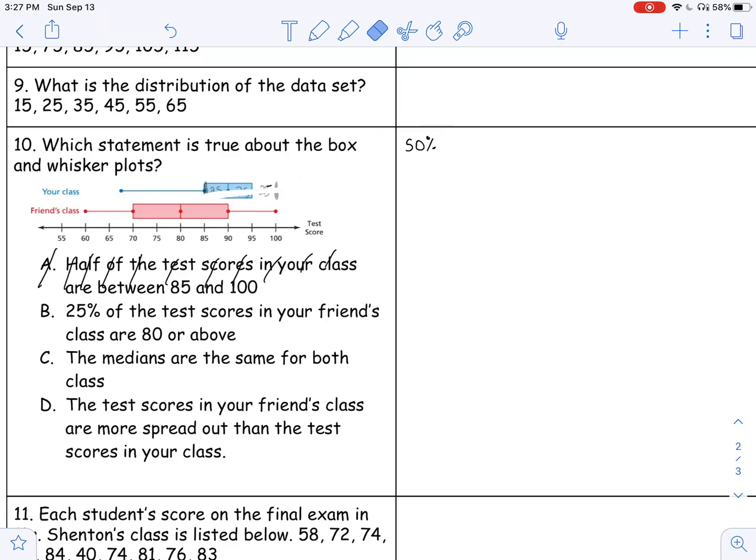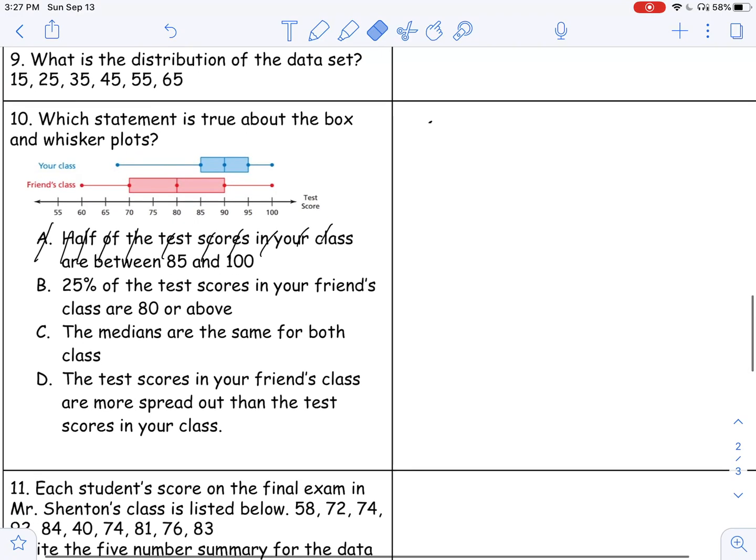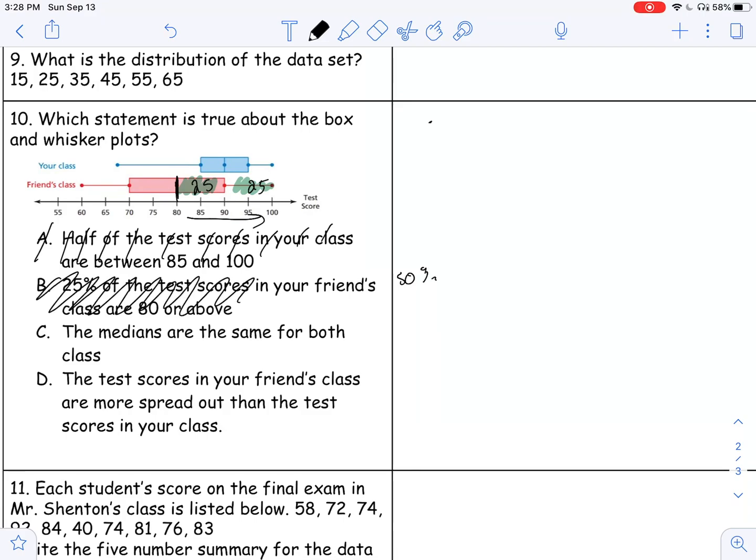All right, looking at problem B, it says 25% of the test scores in your friend's class are 80 or above. So I'm going to find 80 for my friend's class, and then above would be anything greater than 80. So I'm going to count how many sections that is for my friend's class. That is 1 section and 2 sections. So each section again is 25%. 25 plus 25 is 50%. So this is wrong because that says 25% of the test scores in your friend's class are 80 or above.